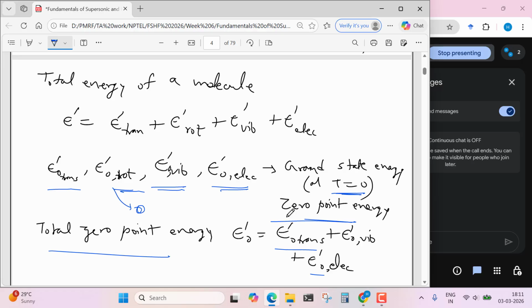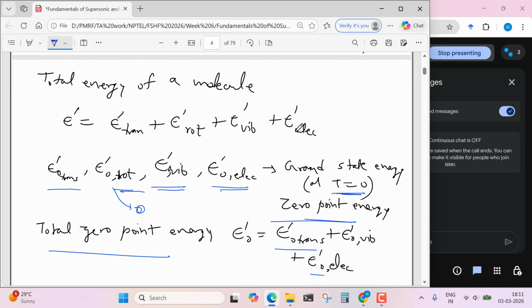So what will be the total energy of a molecule? It will be the combination of all four energies. Epsilon dash equals epsilon dash trans plus epsilon dash rot plus epsilon dash vib plus epsilon dash elec. In the class, I am using the same symbols as in the class, so you might already know the meaning of this dash.